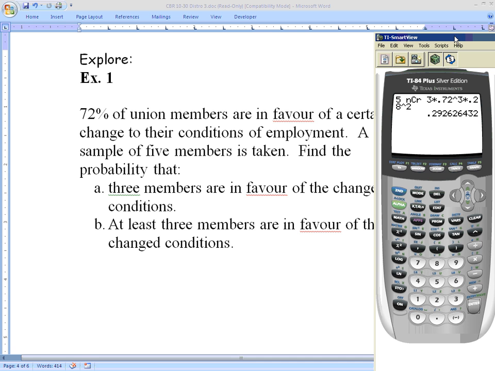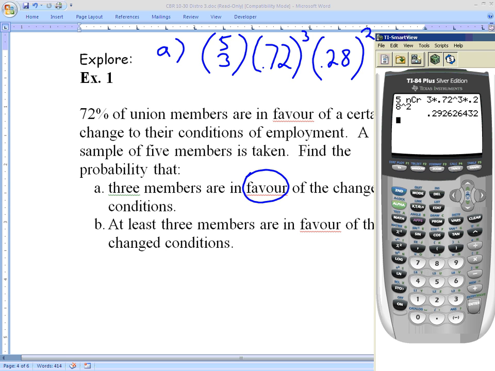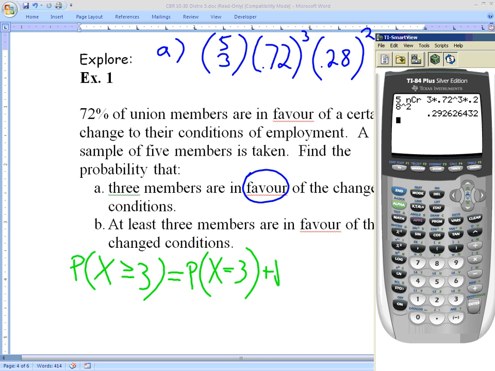So what we would be doing really is, for part B, the probability that x is greater than or equal to 3 is what we're finding. And that would be equal to the probability that x equals 3, which we already figured out, plus the probability that x equals 4, plus the probability that big X equals 5.